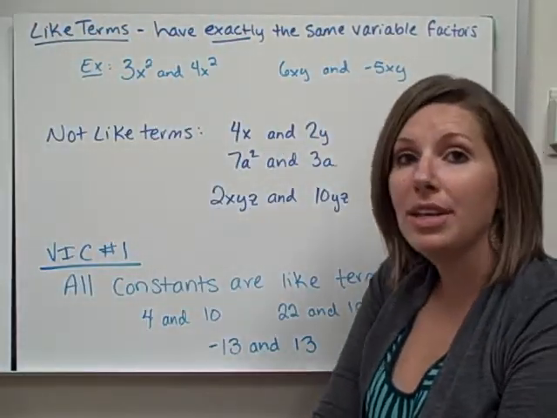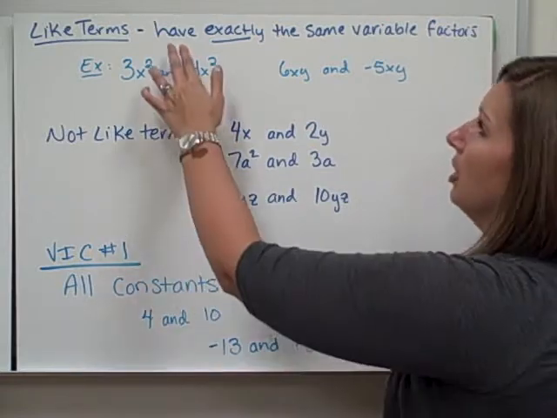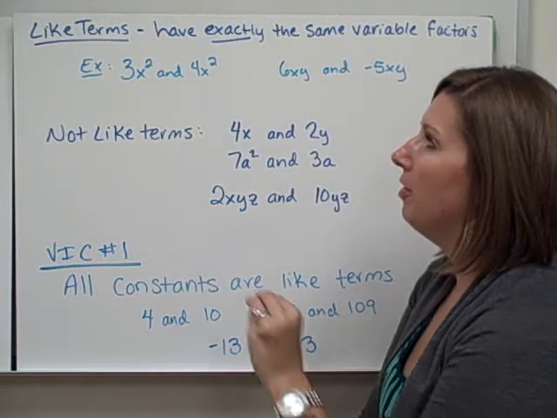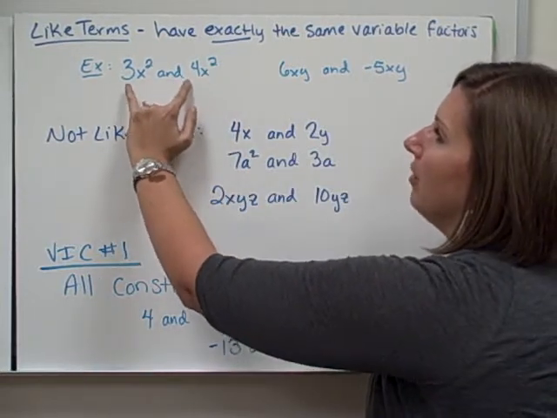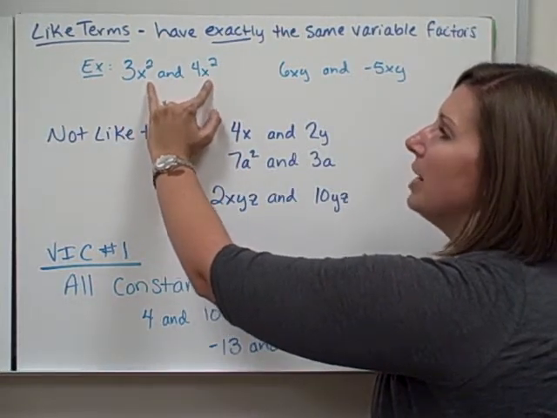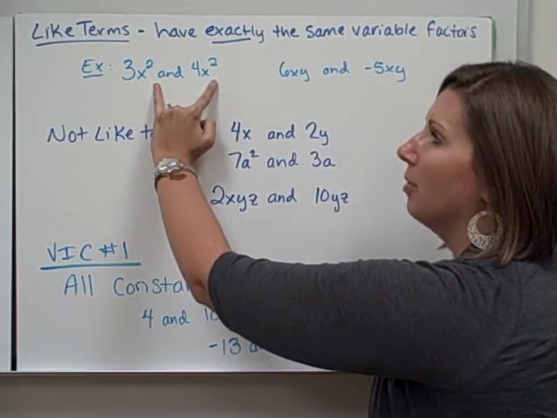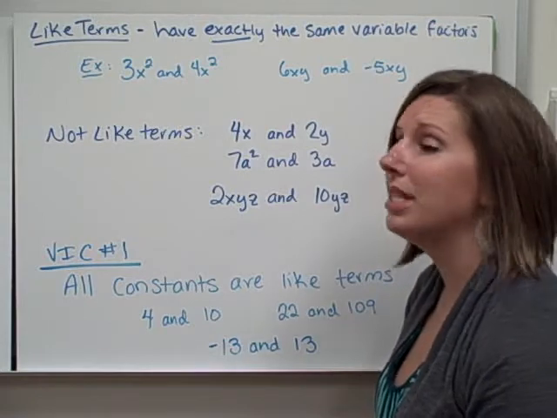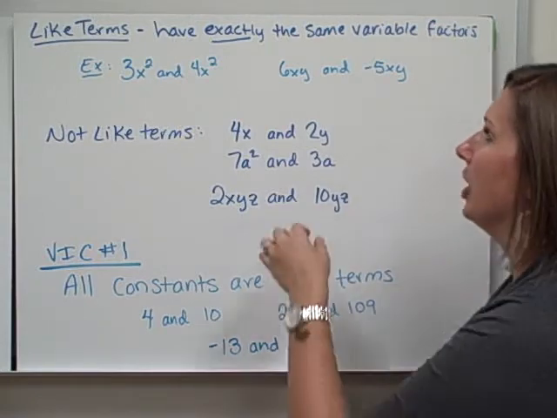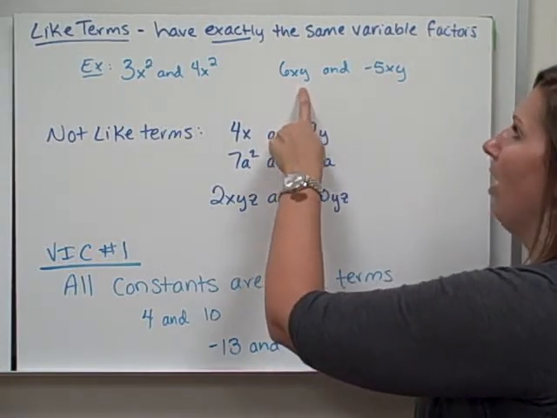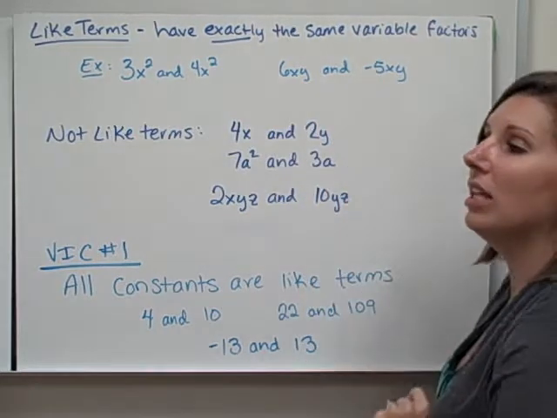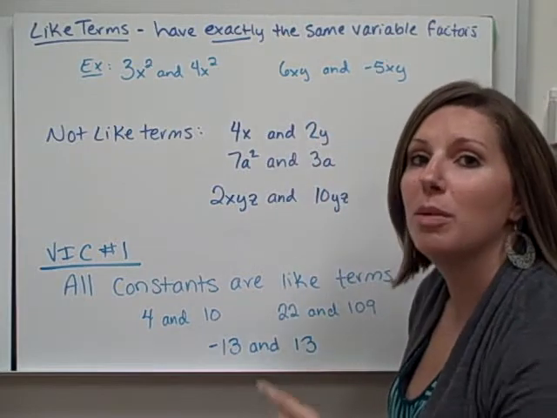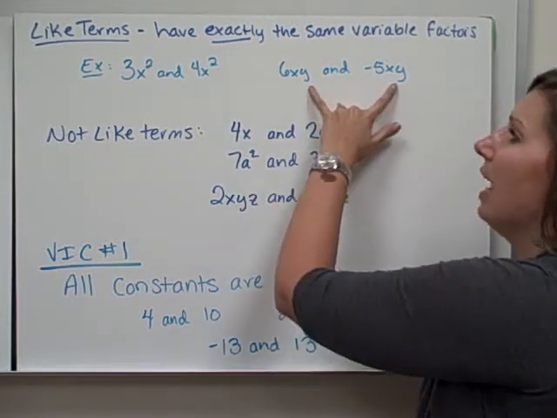Let me review what like terms are with you. Like terms have exactly the same variable factors. The variable factor, not the numerical factor, but the variable factor, has to be exactly the same in each term. For example, 3x squared and 4x squared are like terms. They have exactly the same variable factor. Same here, 6xy and negative 5xy are like terms. Their coefficients do not have to be the same, but the variables have to be exactly the same.